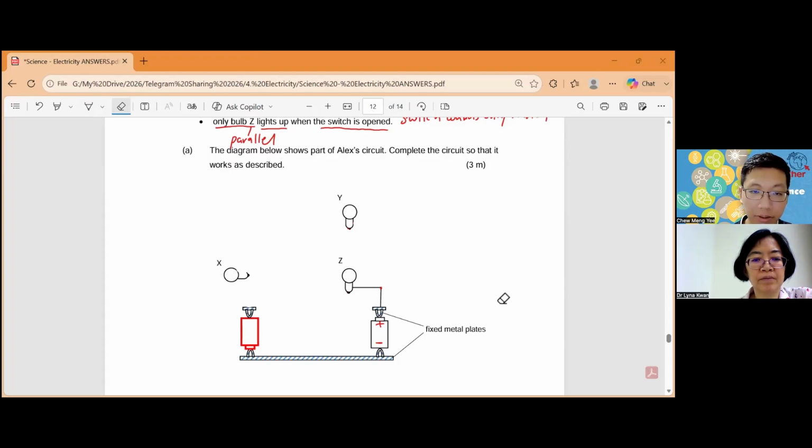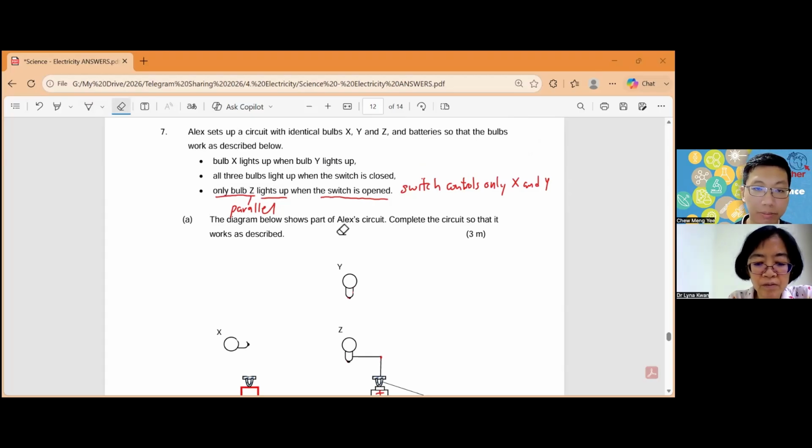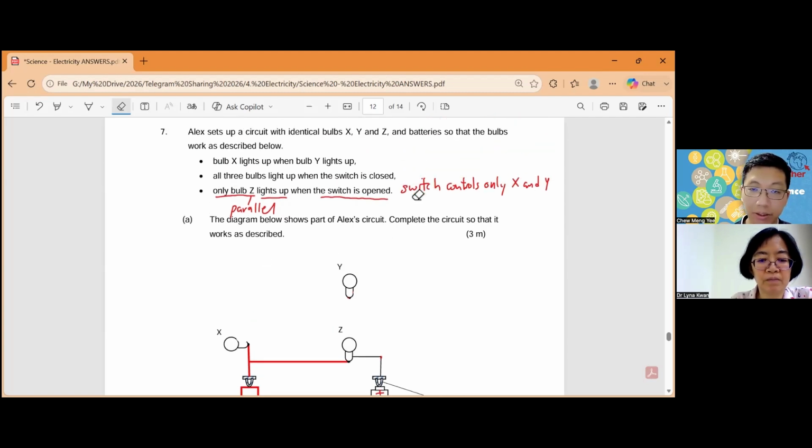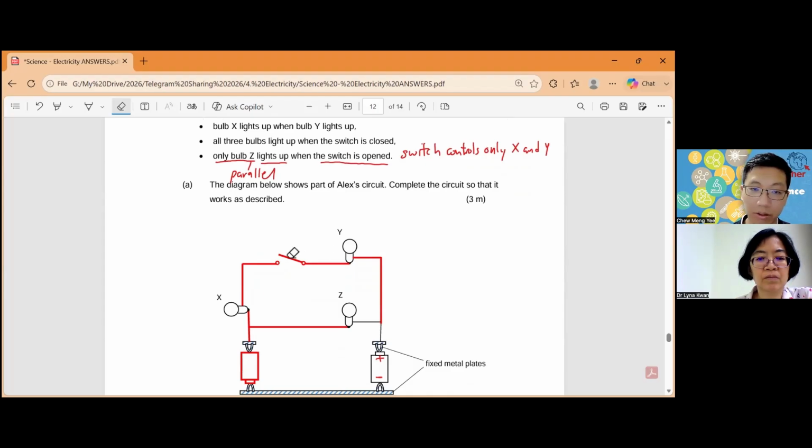Okay? Then what do I need to do? So if I concluded that Z is parallel, how do I do it? We can draw Z on its own first, in one single loop. Then X and Y are together. The switch controls both X and Y, so I just need to complete the loop and the switch must be somewhere in there. Okay, so you can draw something like this. Bulb Z is parallel to X and Y together, and the switch is in the middle. So the switch controls X and Y, but when it's open, Z is still in a closed circuit.